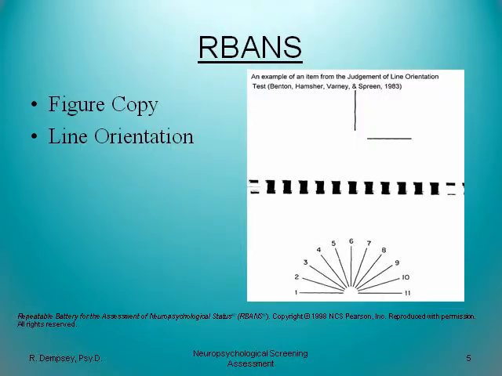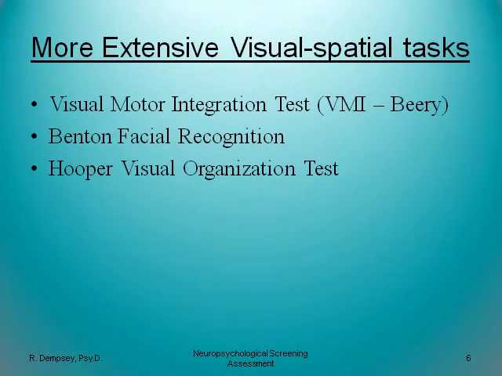So there it is. If they have deficits in line orientation, you can interpret that means they have problems with visual-spatial ability. As per the creator of RBANS, who, by the way, is very approachable. You can email him. More extensive visual-spatial tasks can be seen in the Beery, the Bent facial recognition, the Hooper, the NAB. There's other tests that are out there that give you more information with visual-spatial.